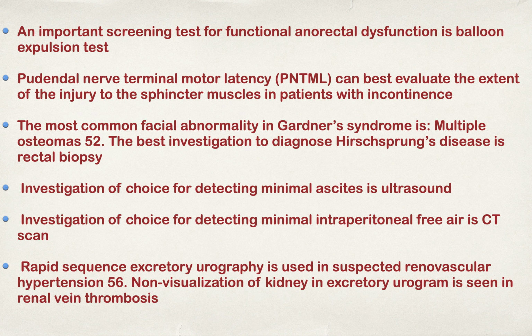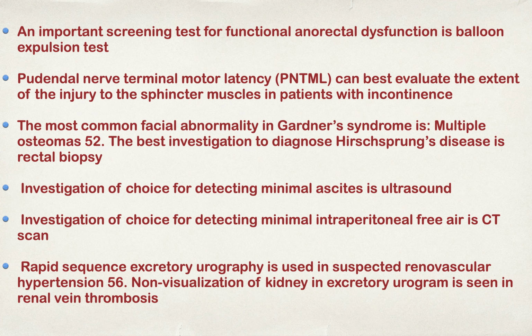This is very important. And the next one is investigation of choice for detecting minimal ascites is ultrasound. So if there is very little ascitic fluid, less than 10 ml, ultrasound is used to detect it. Now, investigation of choice for detecting minimal intraperitoneal free air is CT scan. So for detecting minimal intraperitoneal free air, CT scan is used and not ultrasound.